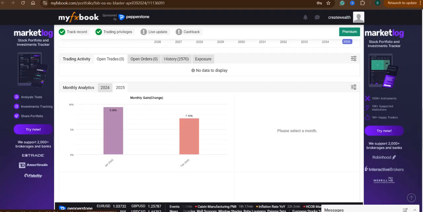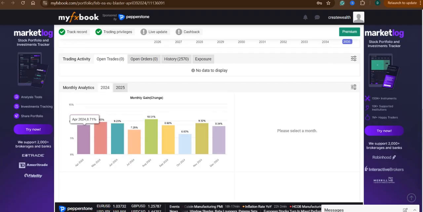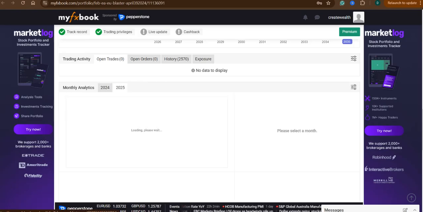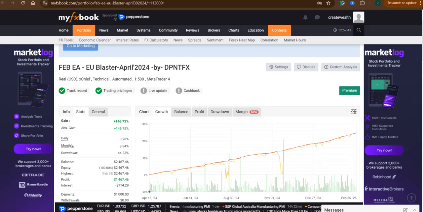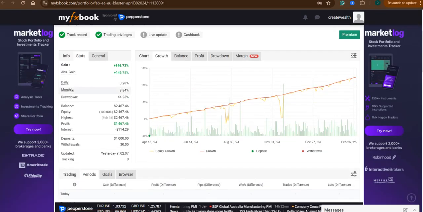if you would like to see it monthly wise, when we started in April, it was 8.71, then 9.63, 9.23, 7.25, 10.51, 8.66, 6.03, 9.32, 8.34 in December. And in January it's 9.38, and in February, since the trading days were less as well, it is 7.15%. So overall it is approximately 9%.